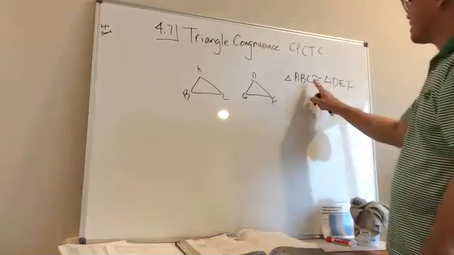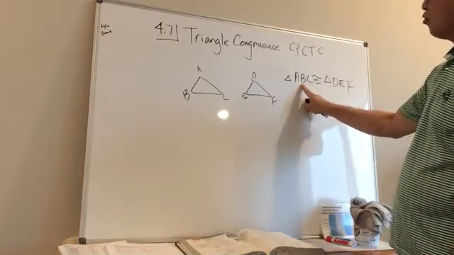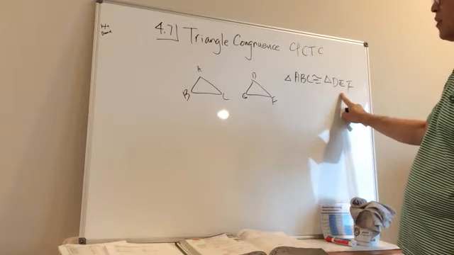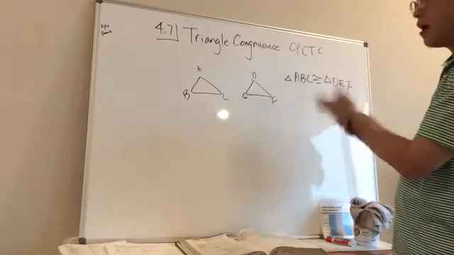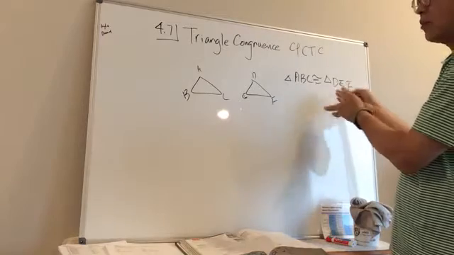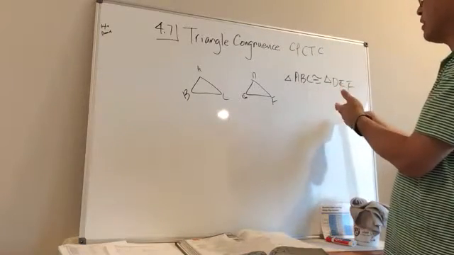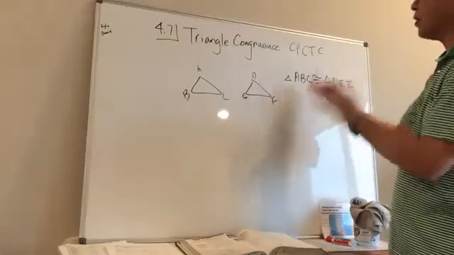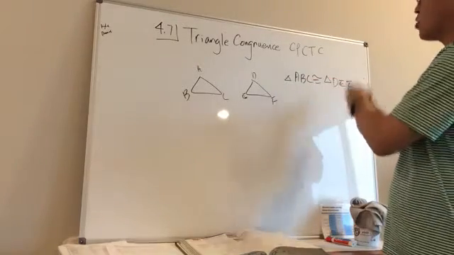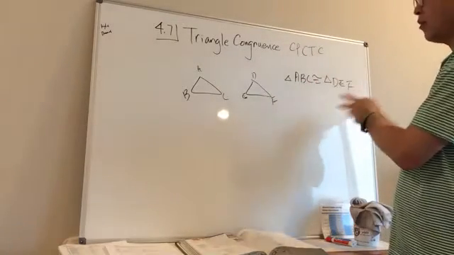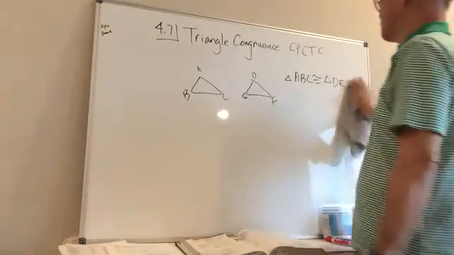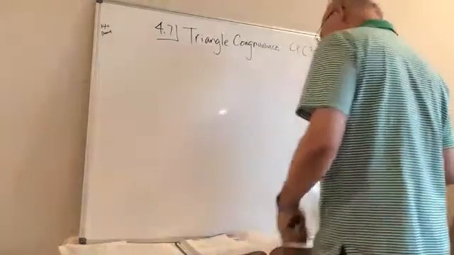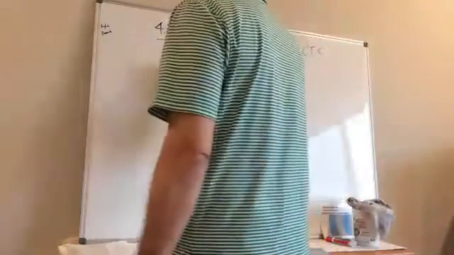So segment CB would be congruent to segment FE, right? Because I'm just reading off the congruence statement. That tells me that if these triangles are congruent, then each corresponding part will be congruent also. Okay, so that's basically what this is, and that's basically what 4.7 is. Let's see if we can do example number 1.